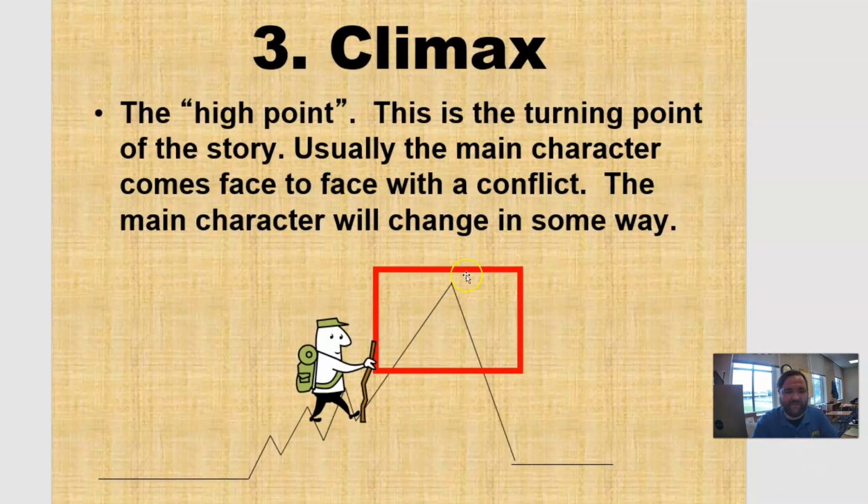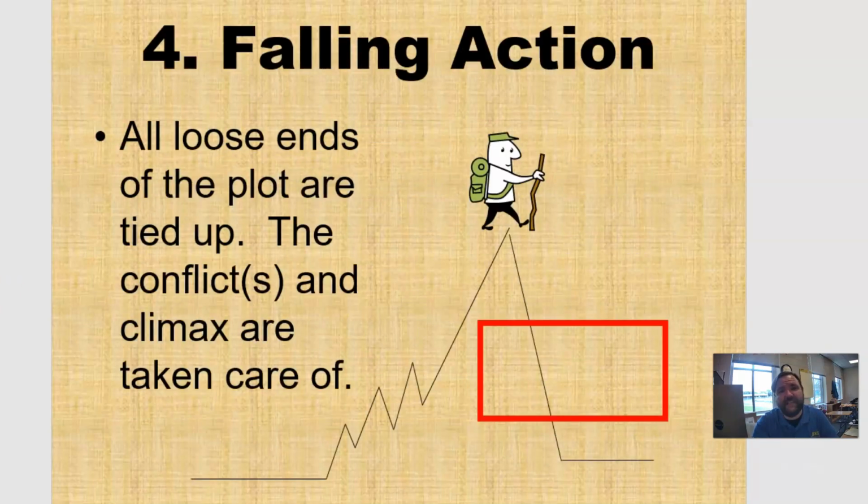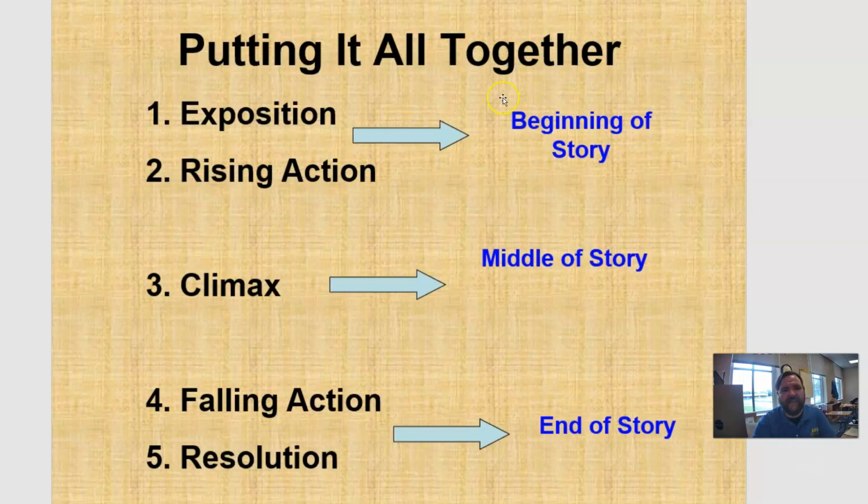Climax, the top part of the triangle. This is the most exciting part where you're like, oh, I can't believe this is happening. Falling action is when they start tying up the loose ends so we can get to the end of our story. So again, exposition and rising action are more at the beginning of the story. Climax is in the middle of the story. And falling action and resolution are more towards the end.